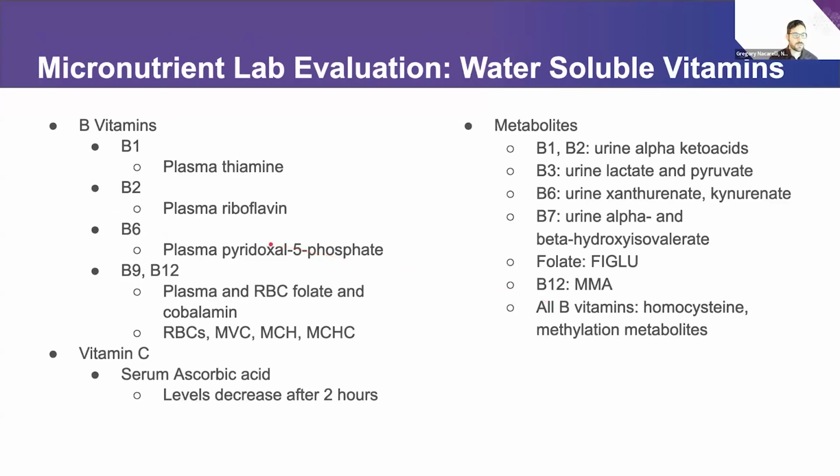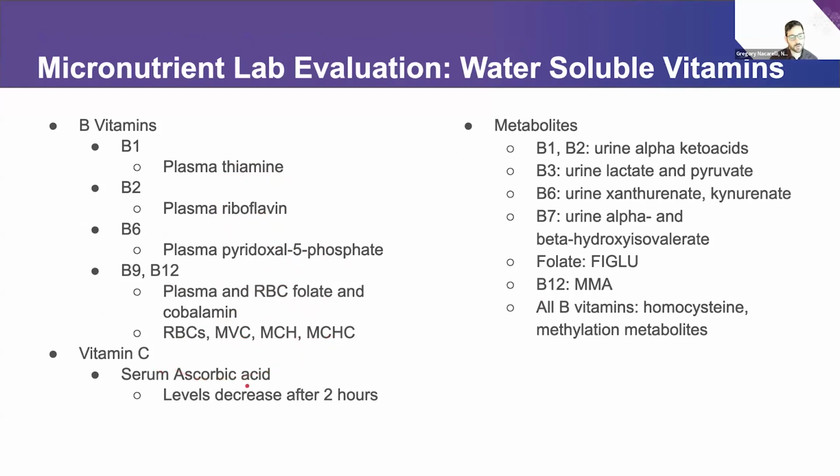For water-soluble vitamins, generally in the plasma, you can measure these: pyridoxine, thiamine, riboflavin, P5P. For B12, plasma and red blood cell, folate and cobalamin. You could also look at red blood cell parameters. That should be MCV, MCH, and MCHC.